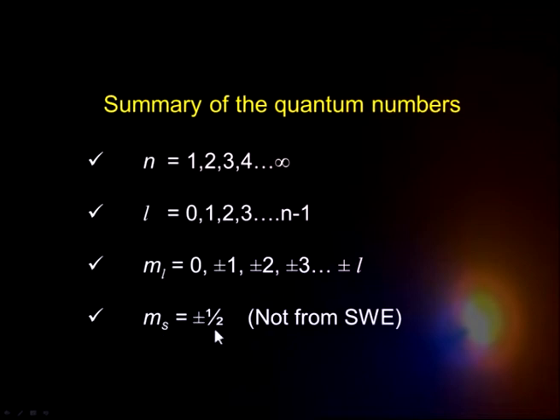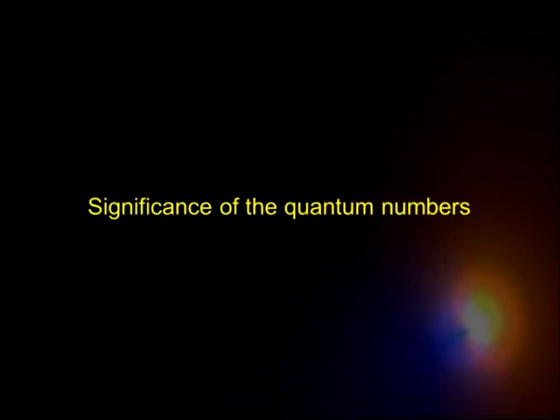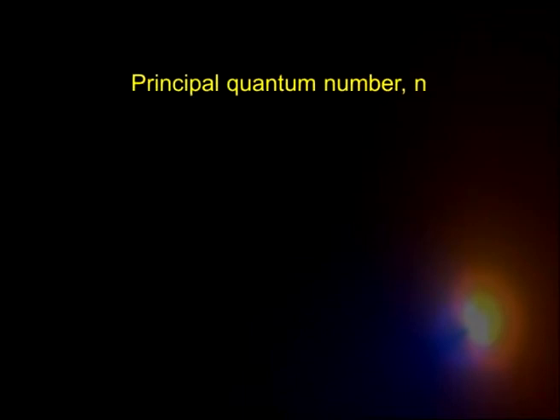That is given a value of ms to be equal to plus minus half. That comes from outside. We will talk about that as we move further. So we take up the significance of these quantum numbers. We start with the principal quantum number n.